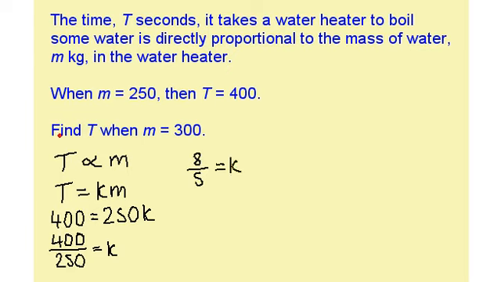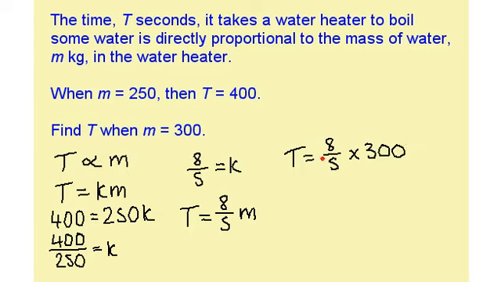I'm now asked to find T when M equals 300, so I need to use this. T equals K, which is 8/5, multiplied by M. And I know that M is 300, so I have T equals 8/5 times 300. To work this part out, I'm going to start by cancelling. 5 goes into 5 one time, and 5 goes into 300 60 times. So I now have 8 times 60. This gives me T as 480, and this is my answer to the question.